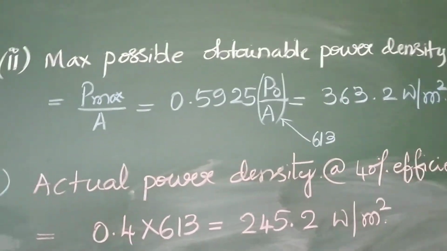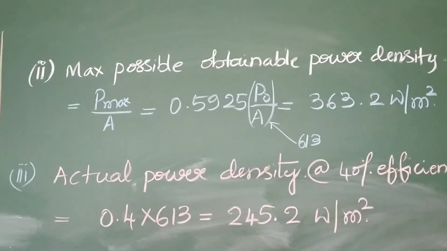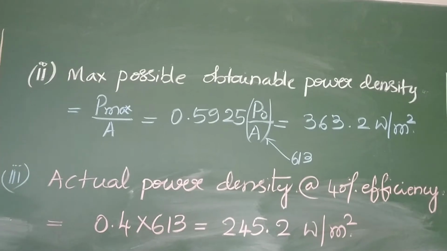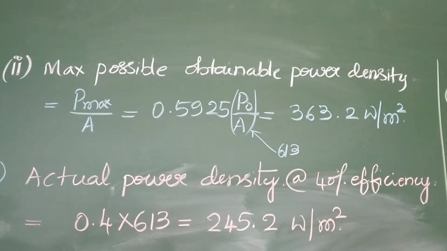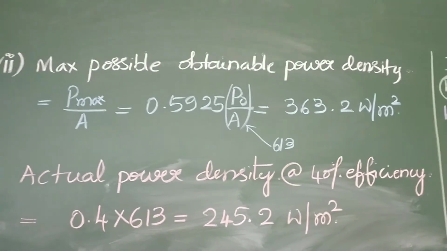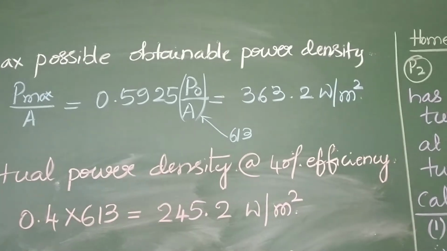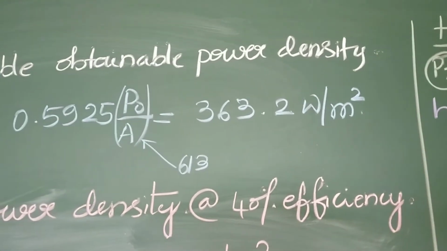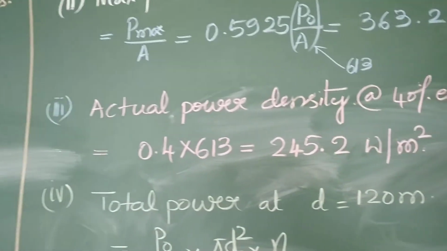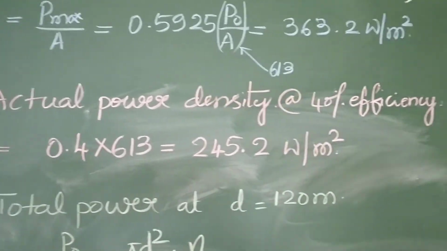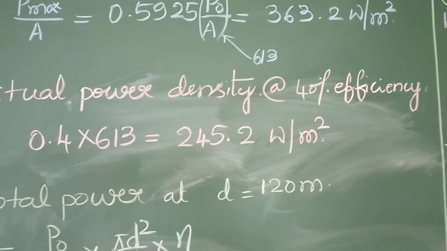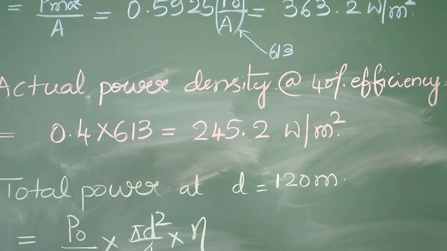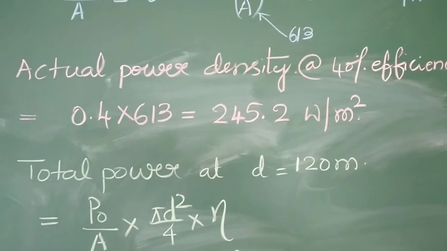Then the second part of this problem is the maximum possible obtainable power density, that is P max by A, which is given by 0.5925 times P naught by A. We know the value of P naught by A as 613. Substitute and you get 363.2 watts per meter square. And the third one is actual power density, assuming 40% efficiency. So multiplying 0.4 into 613, you get 245.2 watts per meter square.